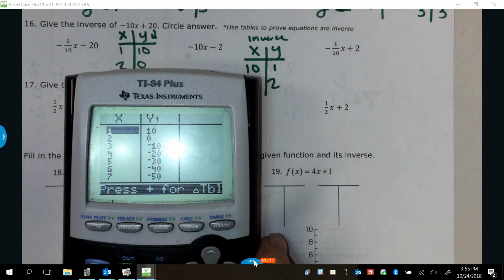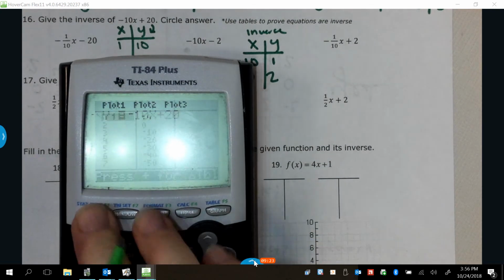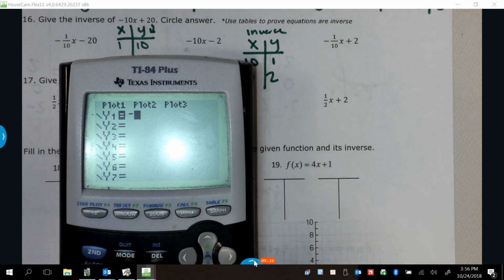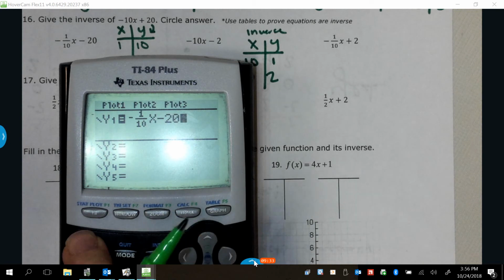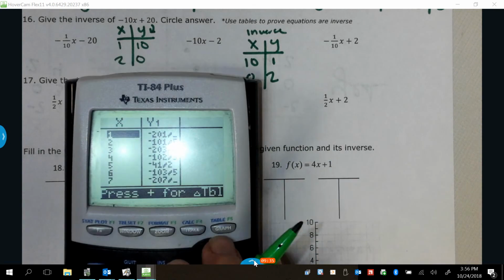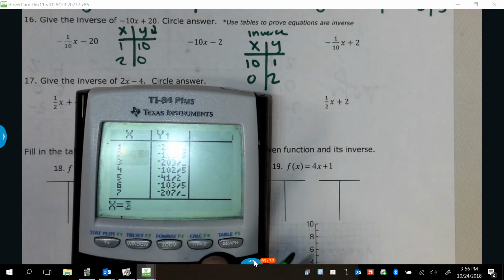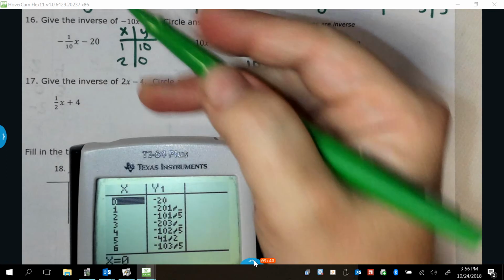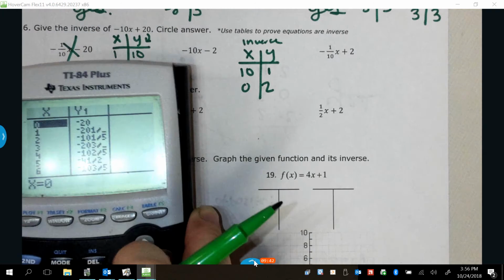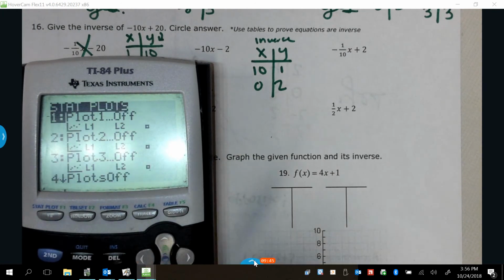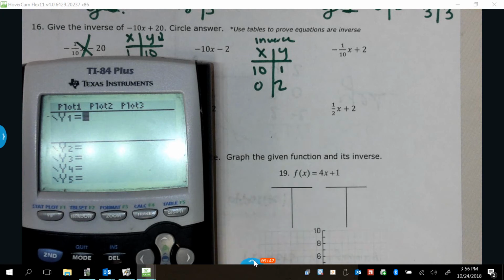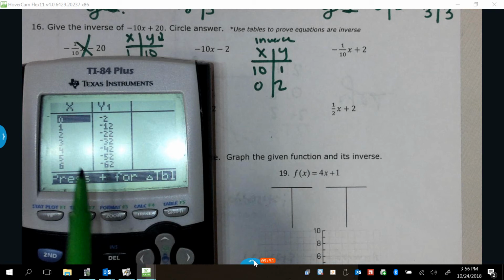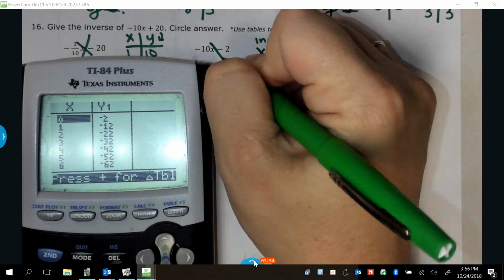So let's try these equations. I'm going to try the first one. Negative alpha y equals enter 1 over 10x minus 20, second graph. So I'm looking for (10, 1) and (0, 2). Well, right away, that doesn't have (0, 2), so we know that's not my answer. So let's try the next equation. This has negative 10x minus 2, second graph. That has (0, negative 2). I need (0, positive 2), so we know that's not my answer.